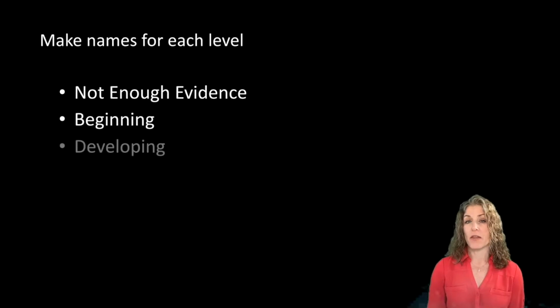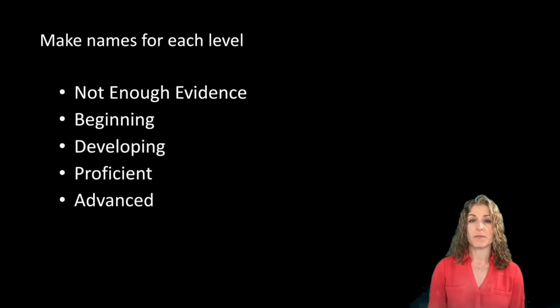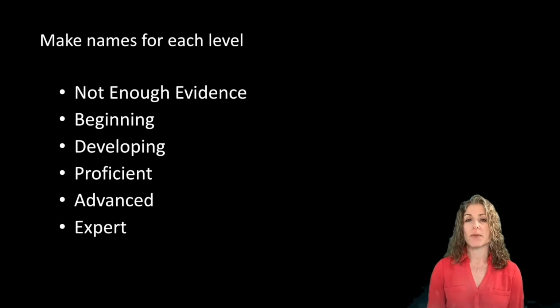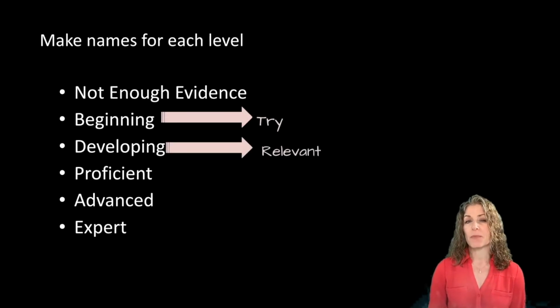Next is beginning. Then we have developing. Then is proficient, advanced, and lastly we have expert. We also have keywords to help us remember what we mean when we are targeting each level. Beginning means that the student tried to respond to the question. Developing means the student produced a relevant response, although it may be entirely incorrect or very incomplete.